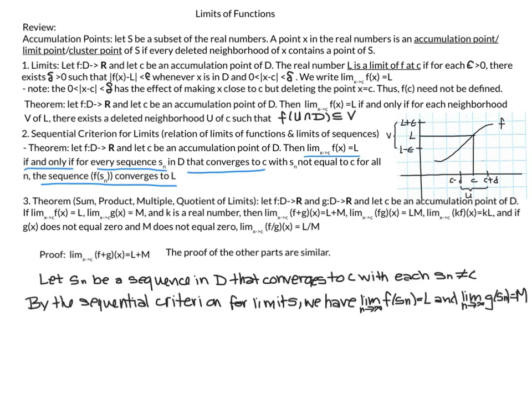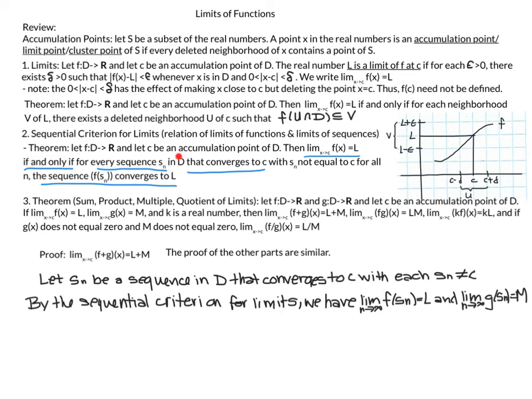We will do the proof of the sum, and the proofs of the other parts are similar. I am going to use the sequential criterion for limits for this proof. So that theorem is over here. That essentially says the limit of f of x is equal to L as x approaches c, if and only if for every sequence Sn that converges to c, f of Sn converges to L. So I'm going to start by designating a sequence Sn, a sequence in D that converges to c.